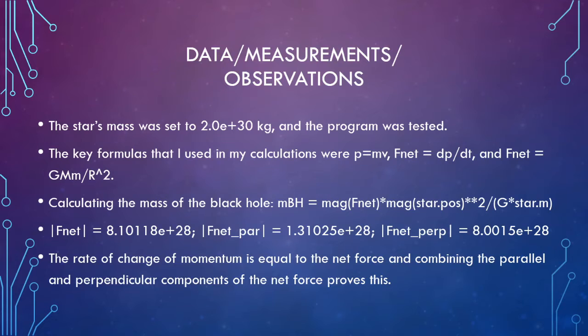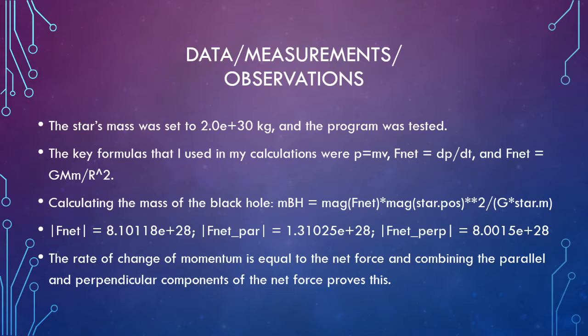Calculating the mass of the black hole, I used the formula: mass of black hole, M_bh, is equal to the magnitude of the net force multiplied by the magnitude of the position of the star squared, all divided by the gravitational constant multiplied by the mass of the star. And the net force that I calculated was 8.10118 times 10 to the 28th power.